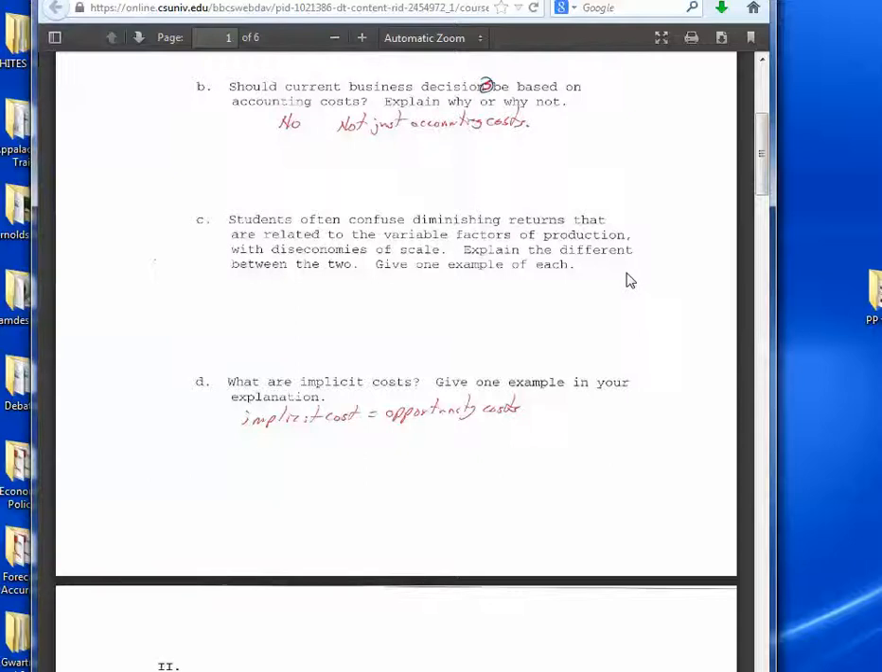Okay, and part D is, what are implicit costs? Well, implicit costs are just another way of talking about opportunity cost.